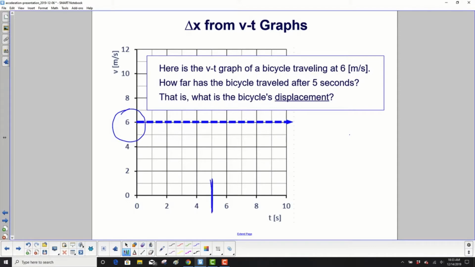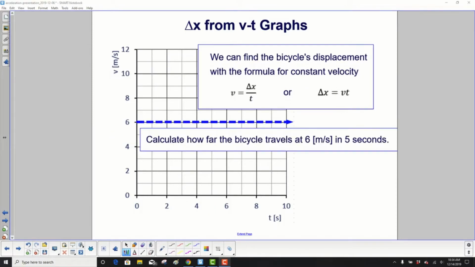Well, we know when we took the slope of the line, we found the acceleration, which was 0. What else can we do with that line? We can actually find the bicycle's displacement, which is its final position minus initial, with the formula for constant velocity. And you might say, well, how is that going to work? Well, here's our formula. V is equal to delta x over t.